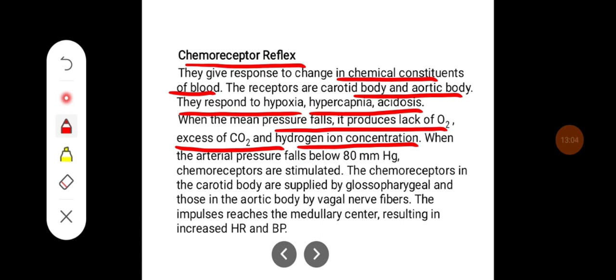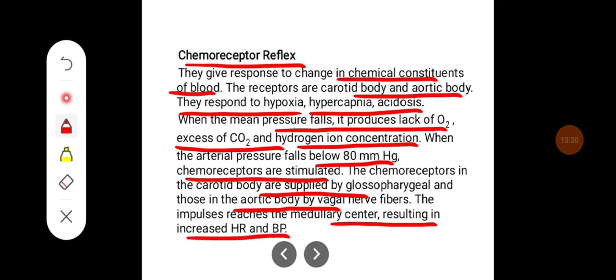When the arterial pressure falls below 80 mm of mercury, chemoreceptors are stimulated. The chemoreceptors in the carotid body are supplied by glossopharyngeal, and those in the aortic body by vagal nerve fibers. The impulses reach the medullary center, resulting in increased heart rate and blood pressure.